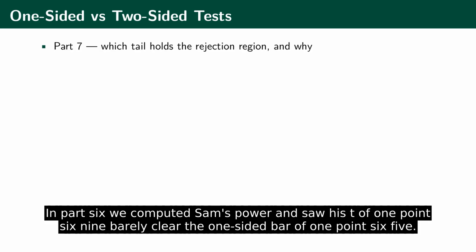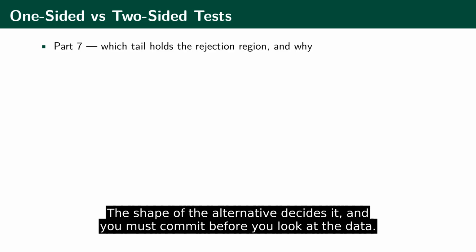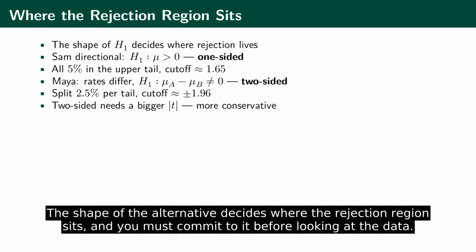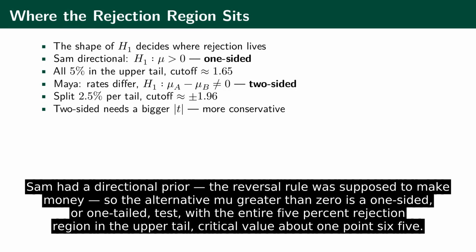In Part 6, we computed Sam's power and saw his T of 1.69 barely clear the one-sided bar of 1.65. But that bar depends on a choice we have not yet examined, which tail the rejection region sits in. The shape of the alternative decides where the rejection region sits, and you must commit to it before looking at the data. Sam had a directional prior.